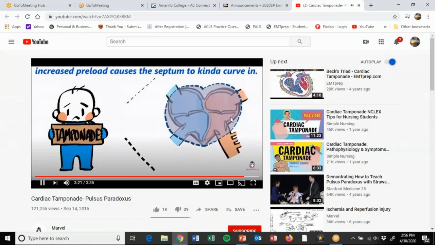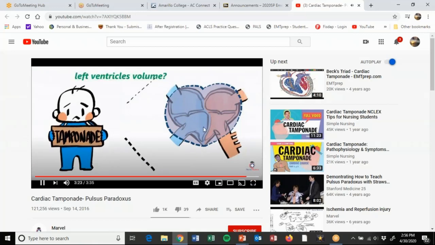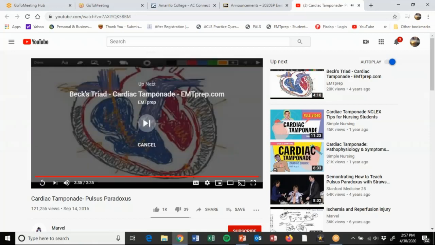So as the left ventricle can't refill, that starts to cause blood to back up on the right side of the heart. And that causes distended neck veins in our patient.